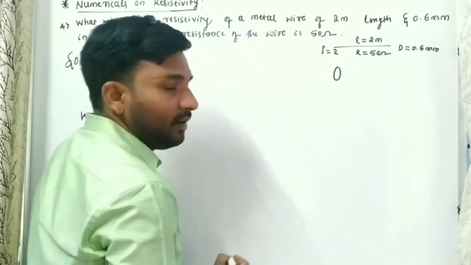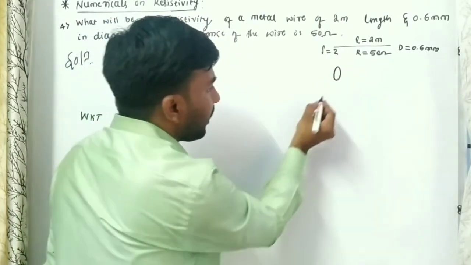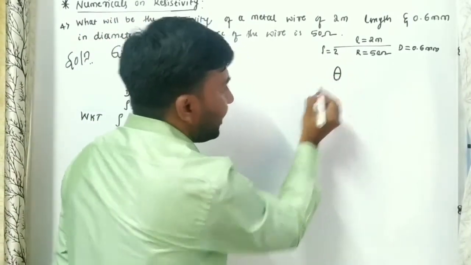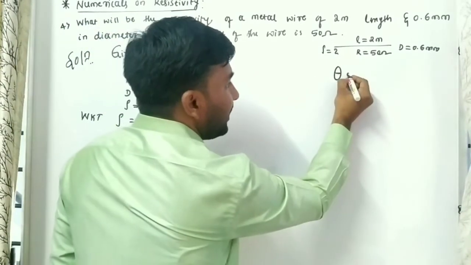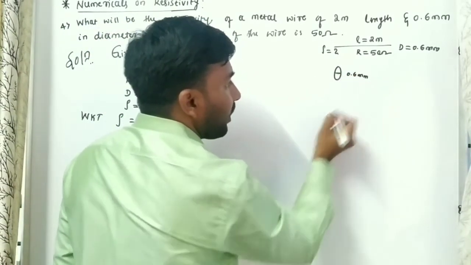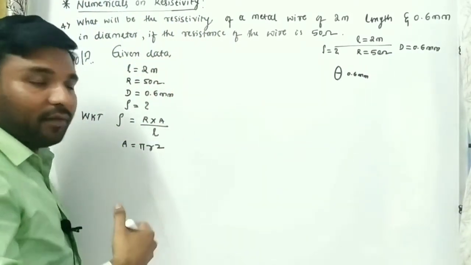The wire, this will be the total area of cross section. They have given the diameter, this one diameter they have given. That diameter is 0.6 mm. But we have this one, A is nothing but the area of cross section.